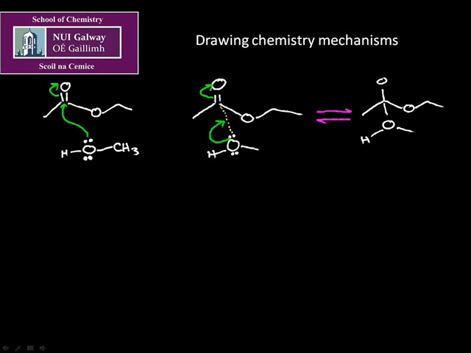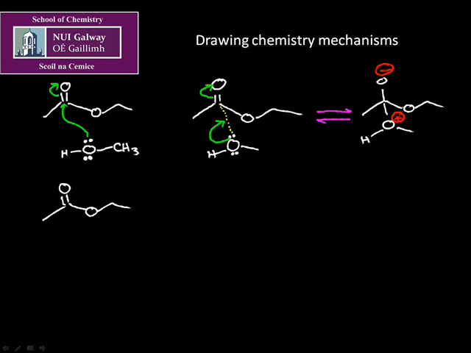Now in any reaction where you start with a neutral species, and we started with an ester and an alcohol, that means the overall charge on the product has to be neutral as well. In this case we end up with a positive charge on the oxygen that came from the alcohol, because it now has 3 bonds. We end up with a negative charge on the oxygen that came from the carbonyl, because it has 1 bond.